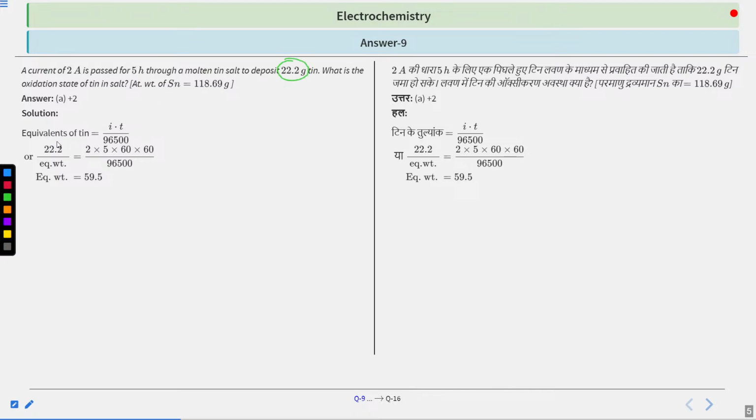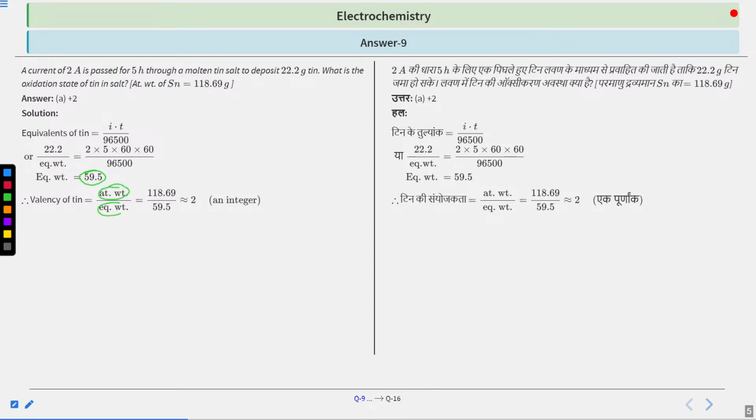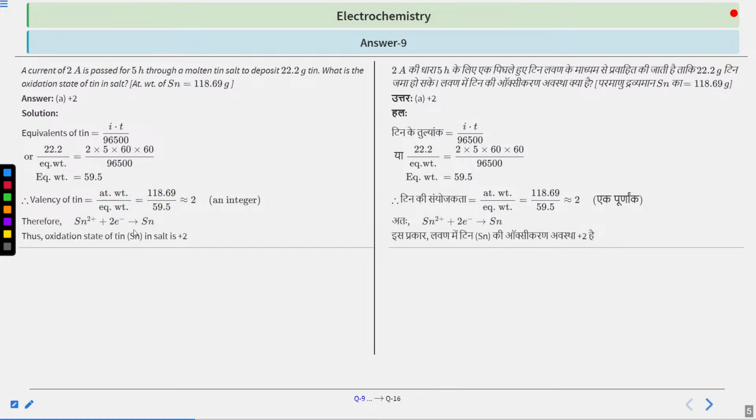So W equals ZIt, so W by Z equals It. That is written here. How is the equivalent weight calculated? It is 59.5 in this case, and the valency will be atomic weight by equivalent weight, which is 118.69 by 59.5. We first calculated the equivalent weight, and the valency is atomic weight by equivalent weight. That gives approximately 2. So 2 will be your answer. We can write the equation this way: Sn2+ takes 2 electrons and goes to Sn. Therefore the oxidation state of tin is plus 2. Moving on to the next question.